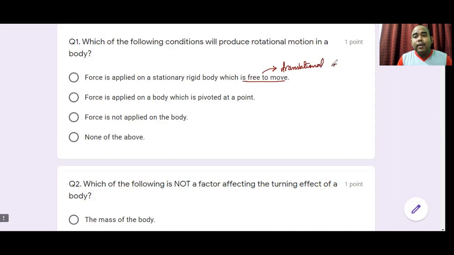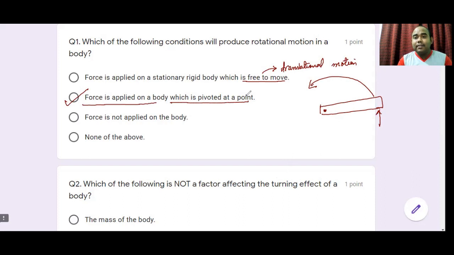Okay, so only when the body is pivoted at a point. Pivoted means if you fix the body to a particular point, and this point is known as a pivot, and you apply the force at a suitable point, this body will now rotate. So it will produce rotational motion. So the second option, force is applied on the body which is pivoted at a point. The body is pivoted. So this option is the answer.